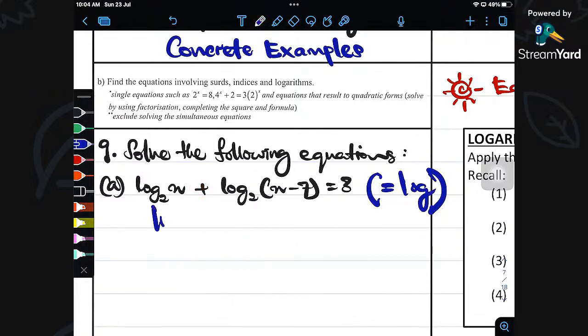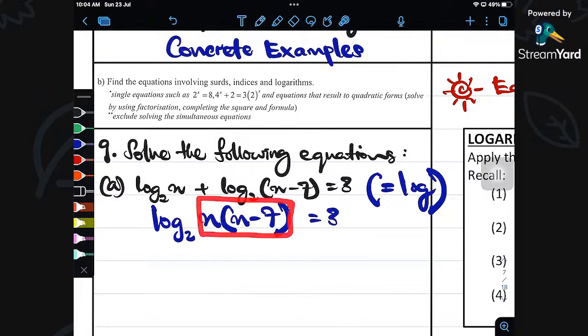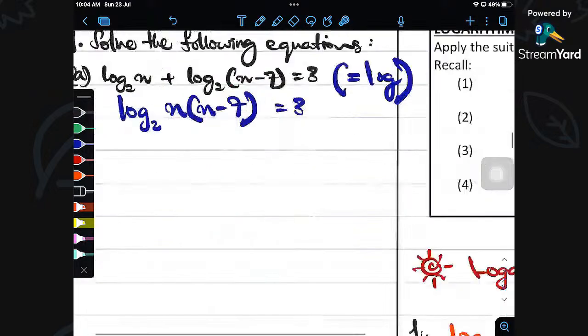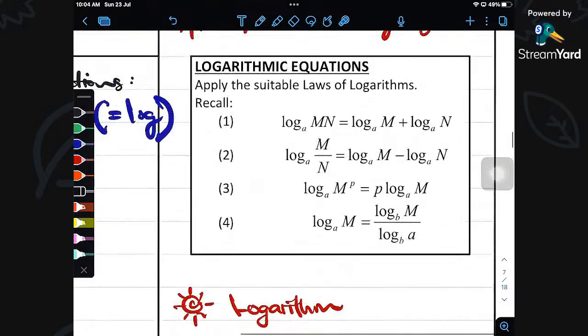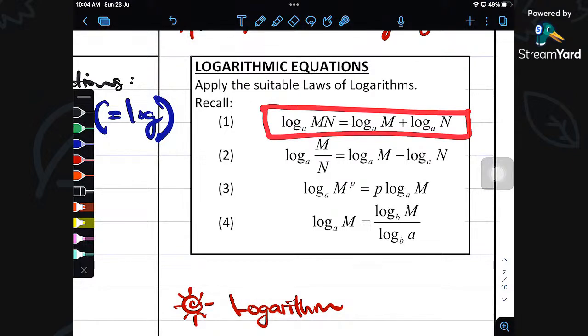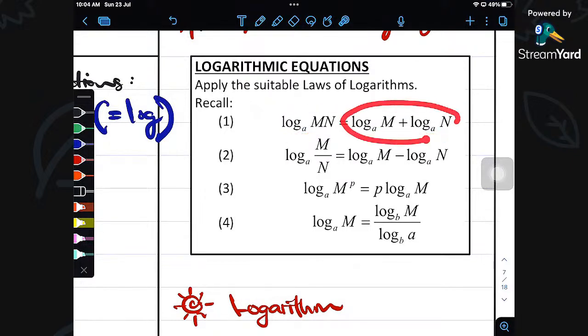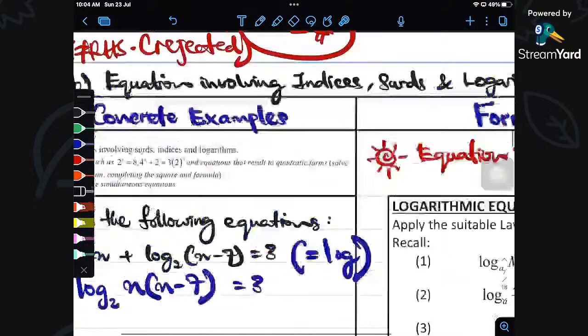Dia sebenarnya adalah log base 2. Base 2 masih sama, biarkan. Yang berbeza sekarang ni adalah X darabkan dengan X tolak 7. Okay, so yang berbeza sekarang ni adalah di bahagian ini, di mana this is actually log AB and this is log A plus log B. This is what I'm doing. I'm just using a law of logarithm. Okay, kita boleh pakai. Kadang-kadang kita perlukan ini, kadang-kadang kita perlukan ini. Ikut pada kehendak soal, ikut kepada situasi.